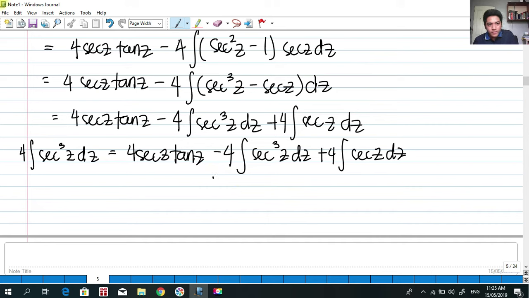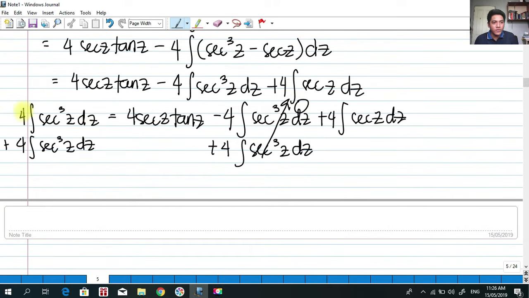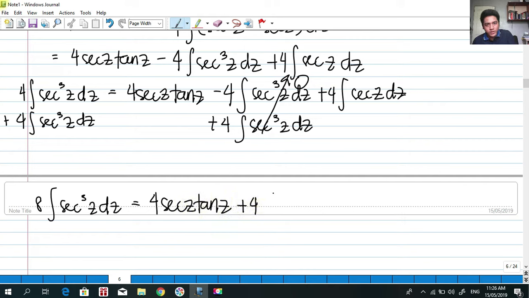We're going to add plus 4 integral of secant cube z dz on both sides of our equation. What you add on the left is what you add on the right side. So this would now become 0. And here, if you add this, we now have 8 integral of secant cube z dz, and that is equivalent to 4 secant z tangent z plus 4 integral of secant of z dz.